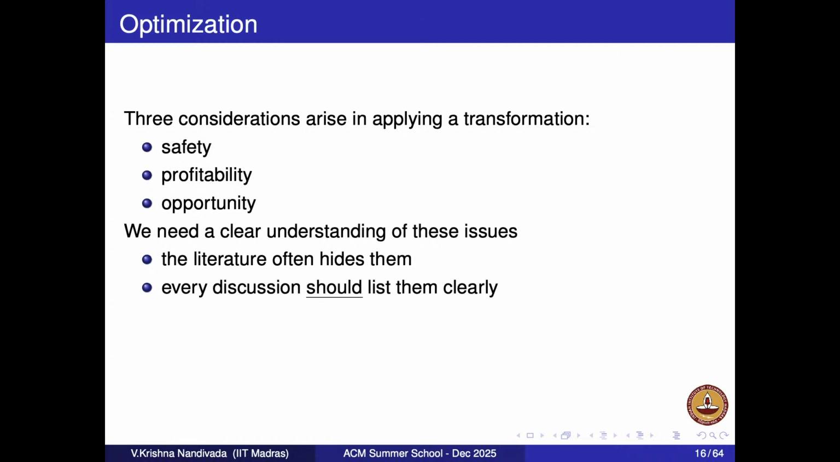All right. So the moral of the story so far, there are 3 considerations when you are applying any transformation. First is safety. Second, it should ideally be profitable. Third, how do I know when to apply this optimization? Because you are given a big program, I want to find where the opportunity is to apply this optimization. We need a clear understanding of these things: safety, profitability, and opportunity.